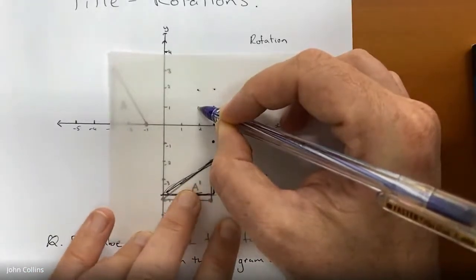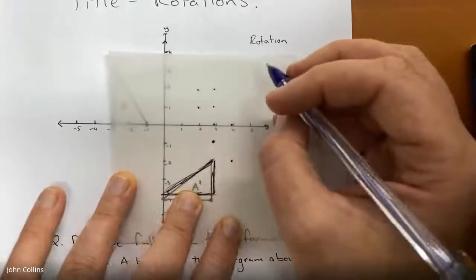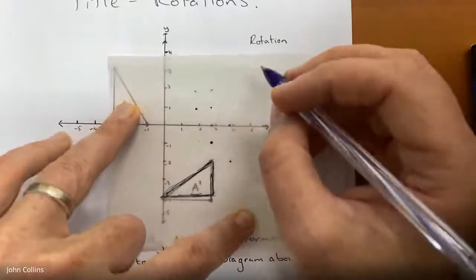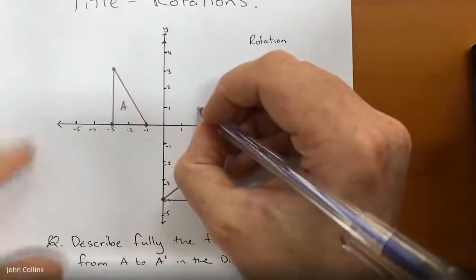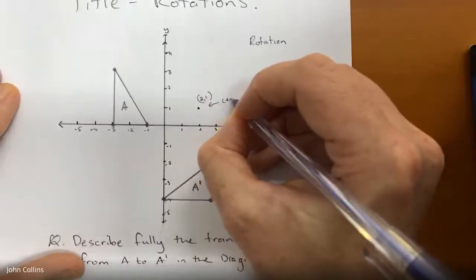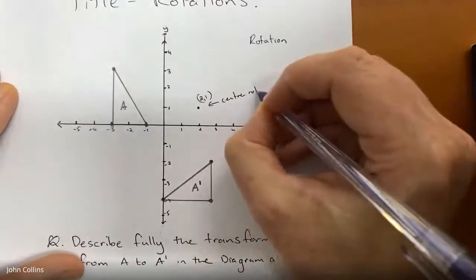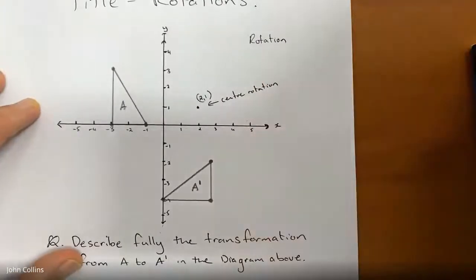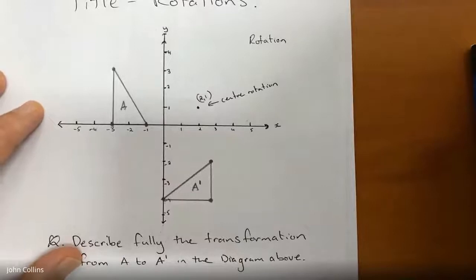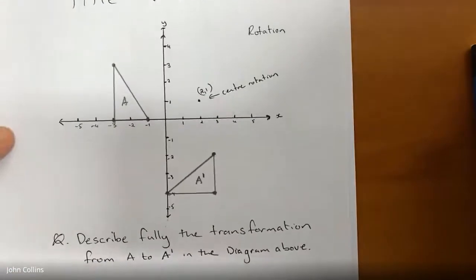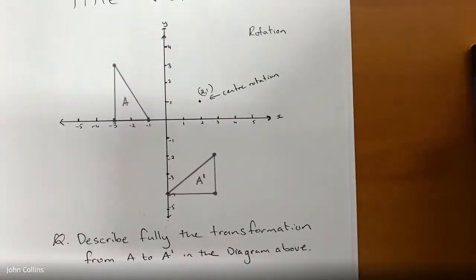I think 2, 2 is the center. So let's remove that. So remember how I did that. It was trial and error, just trial and error. But 2, 1, sorry, not 2, 2. 2, 1 is the center of rotation. True trial and error. Okay. So we worked out the center. Now I need the angle and the direction.